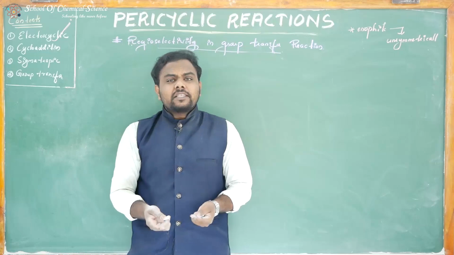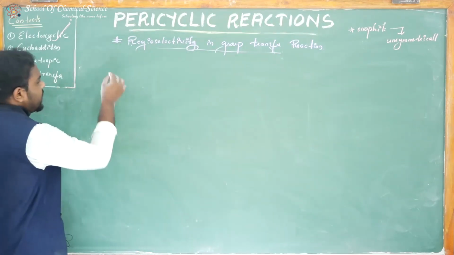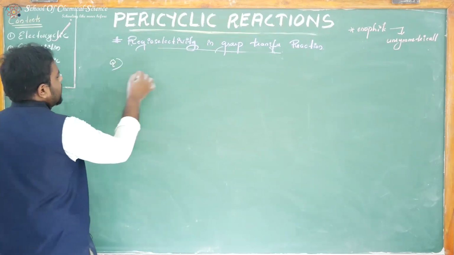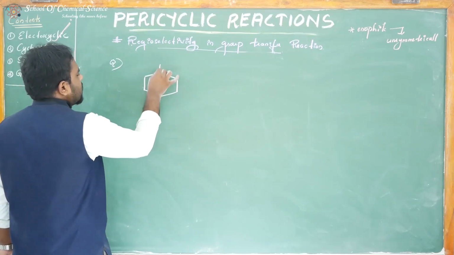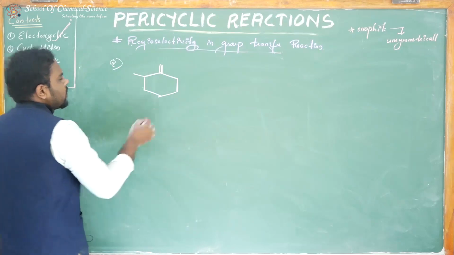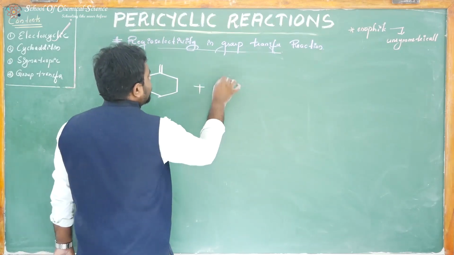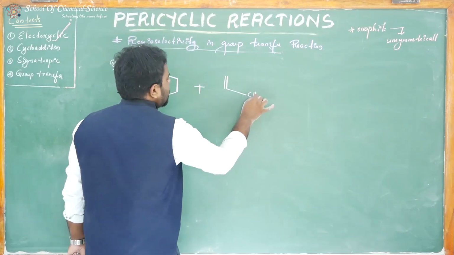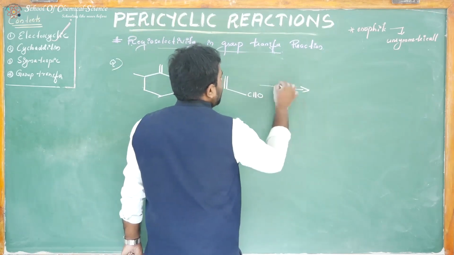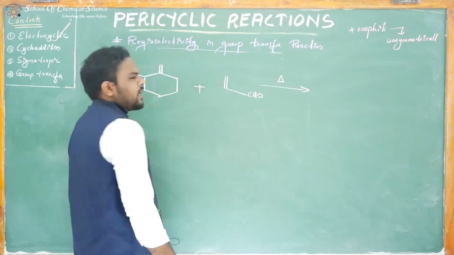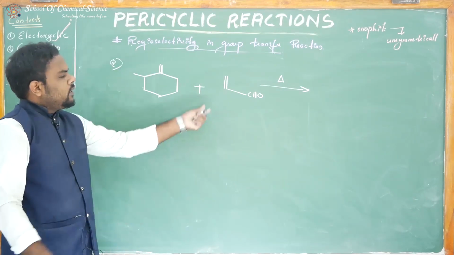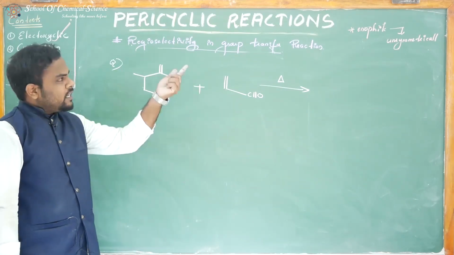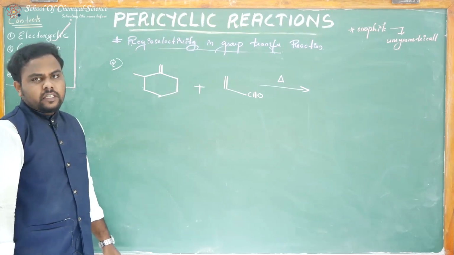Okay, then another case of regioselectivity. Please consider this question. Plus double bond CHO under thermal condition. Here your enophile is unsymmetrical. Enophile unsymmetrical, definitely regioselectivity is there.